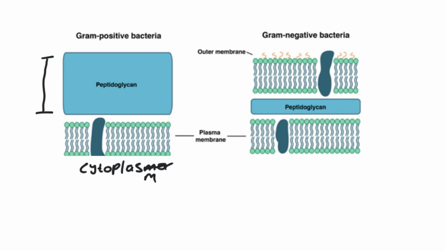But in gram-negative bacteria, sorry for the incorrect spelling. So in gram-negative bacteria, you have a plasma membrane. Overlying this plasma membrane, you have a thin peptidoglycan layer. You can see how much thinner it is compared to the peptidoglycan in the gram-positive bacteria. And overlying the peptidoglycan in the gram-negative bacteria, you have an outer membrane, which consists of an important molecule, which I will be talking about in more detail later on, called lipopolysaccharides.